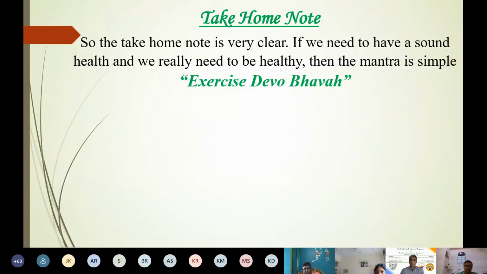In niyama, the third one is called santosha. Santosha means contentment. How content we are with whatever we are getting, how happy we are because of that particular thing. So there is one small story. It's about one saint, one rishi in his ashram. He has many disciples with him.